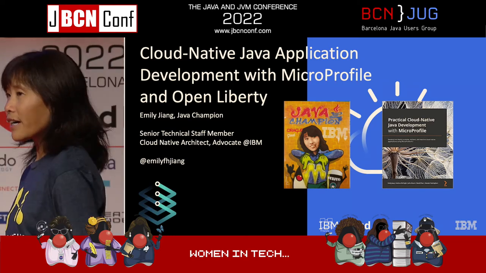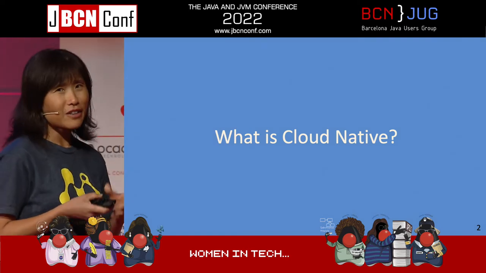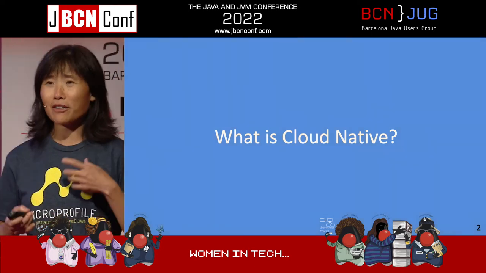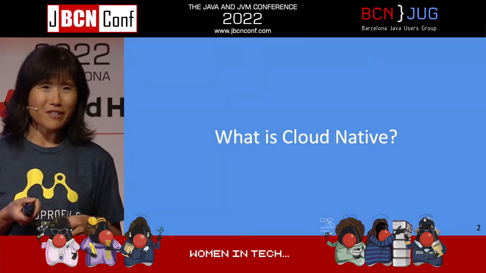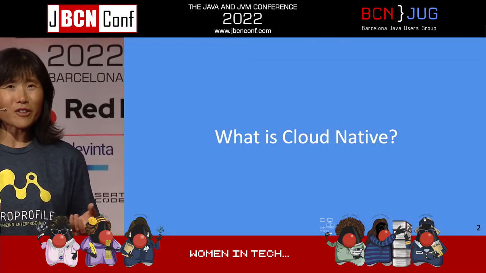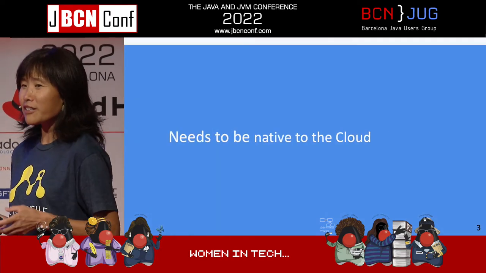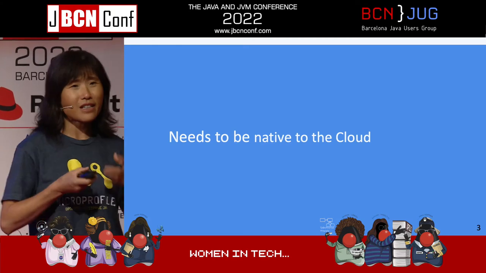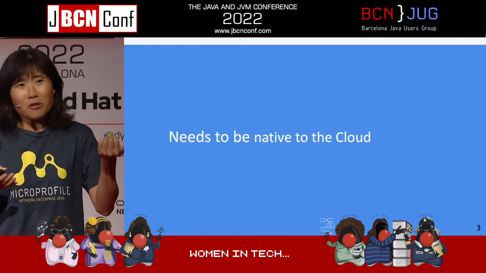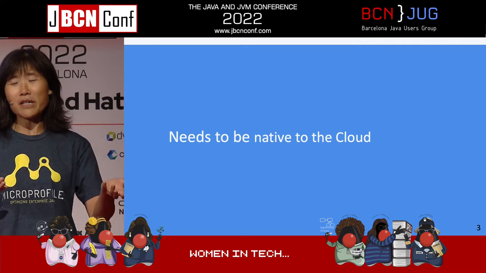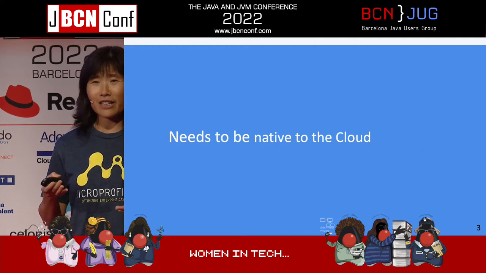Okay, let's get started. First, let's find out what is cloud native. I know we talk about microservices. Does cloud native only mean microservices? Is monolith nowhere to be cloud native? Actually, it's not. Cloud native means the application is native to the cloud. It could be microservices or it could be a modular monolith. Remember, monolith is not evil.